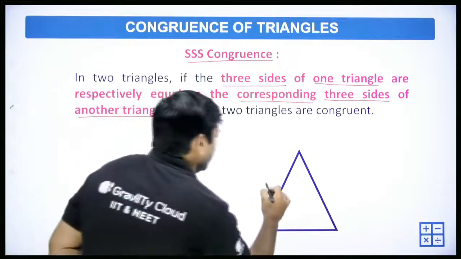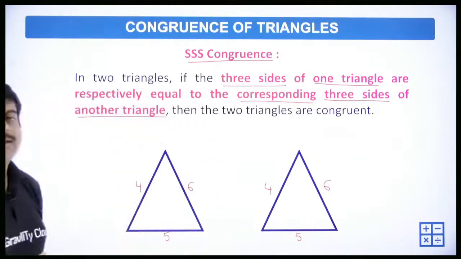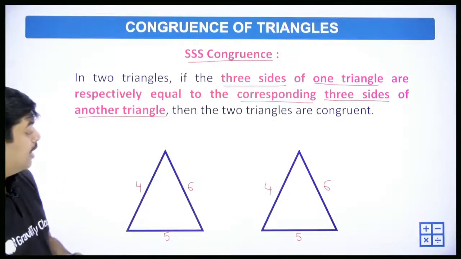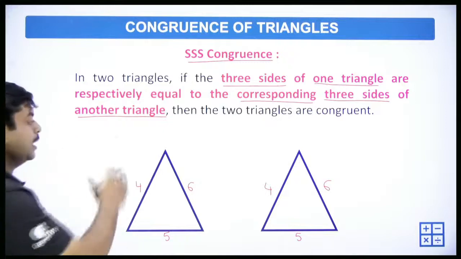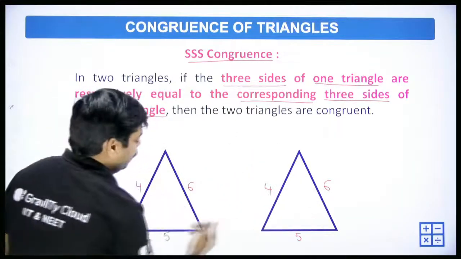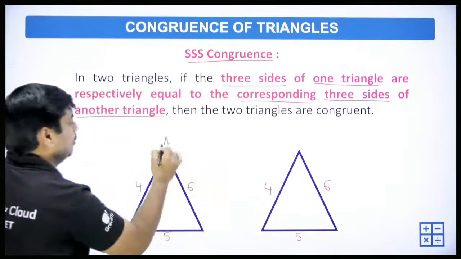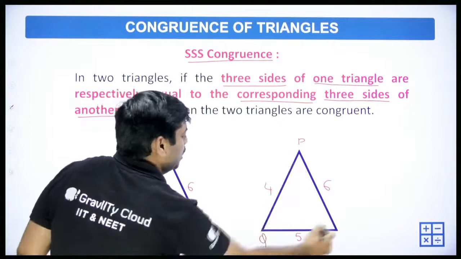In the same way, if you have 4, 5, 6. Now carefully observe these two triangles. All the sides are equal, corresponding. What do you mean by corresponding? This side and this side are equal. This side and this side are equal. 5 and 5. Let me write ABC and PQR.